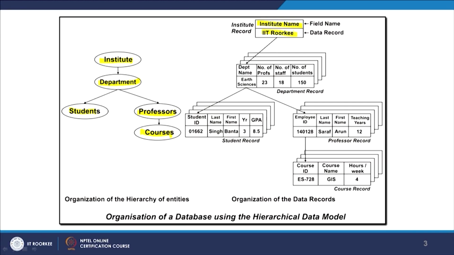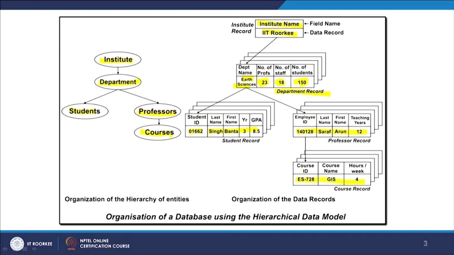So, the institute name and other things, then the department name, the department record is there, how many sciences, how many professors are there, how many staff, students and so on. Similarly, for each student we can have their ID, enrollment number, and then their records also. Similarly, we can have the employees' records as well here, and then finally we can have the links with the courses.